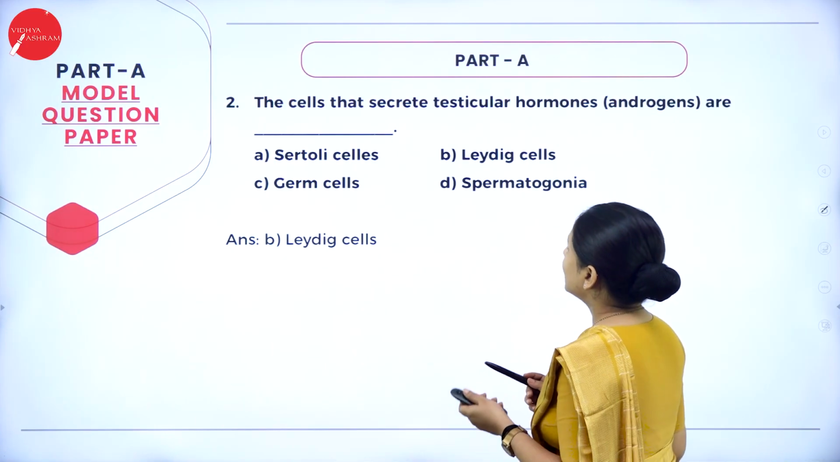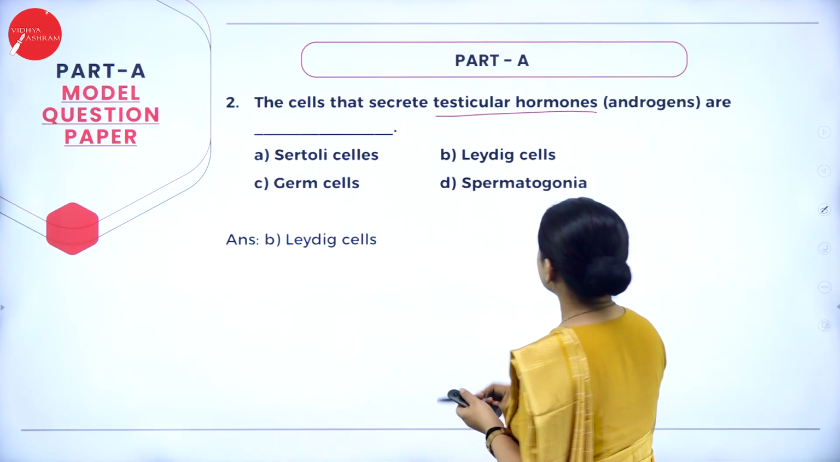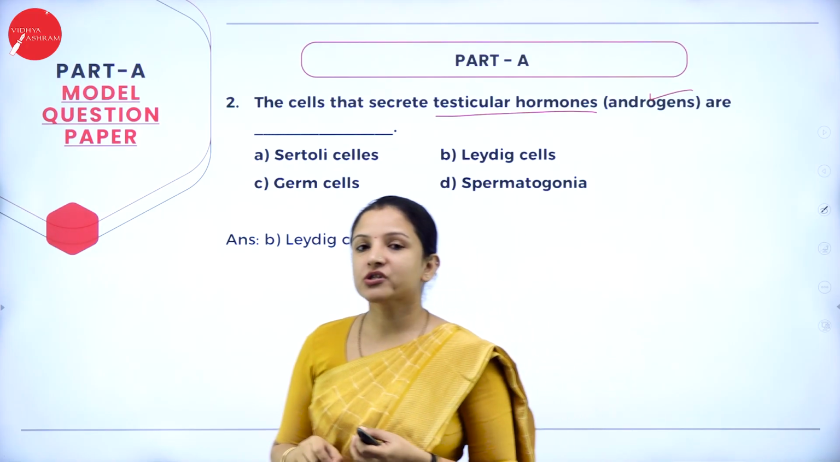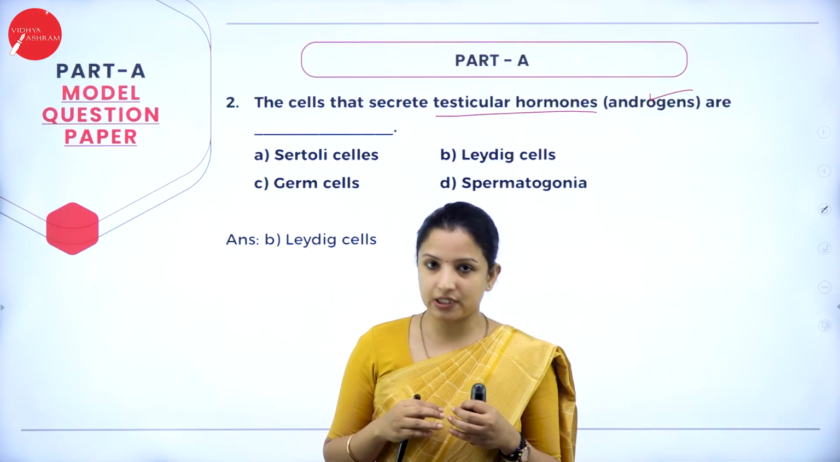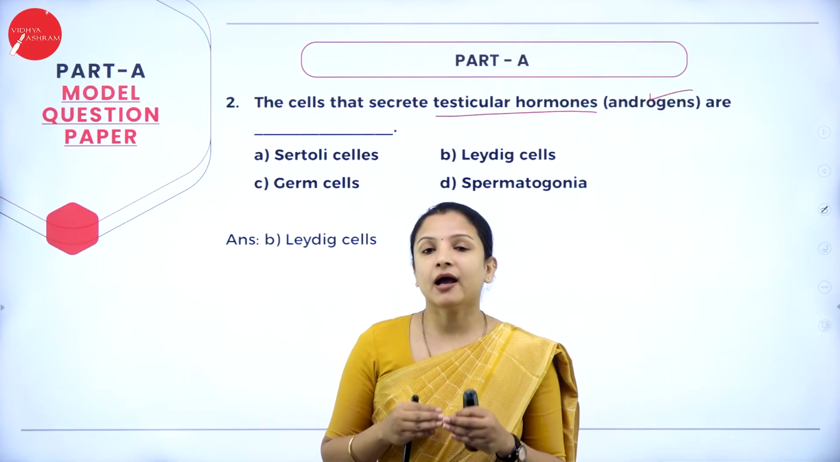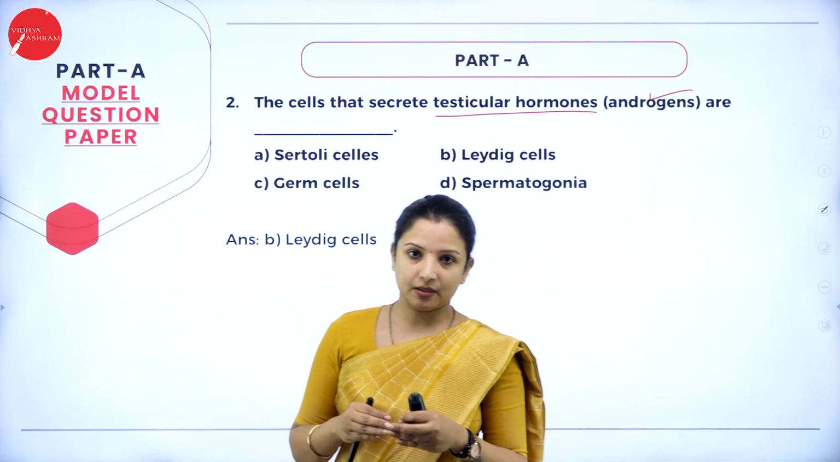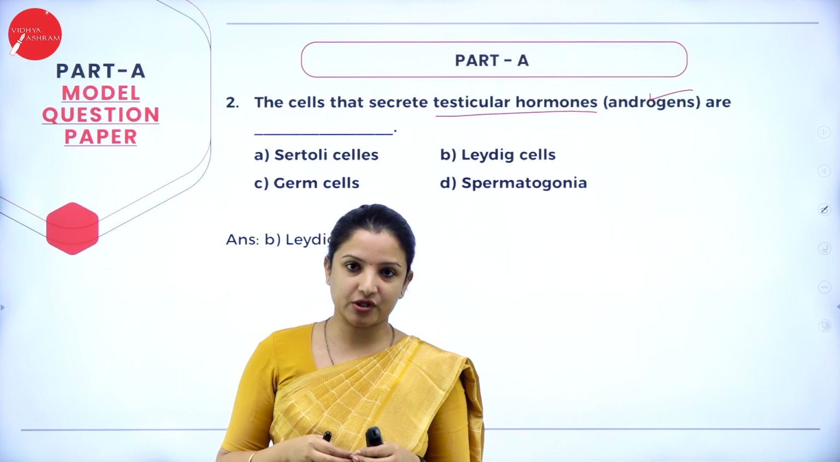Moving further, the cells that secrete testicular hormone, so which is the testicular hormone? Androgen, are dash. So which are the cells? So we all know that inside the testis there is about 250 compartments which are present, and that we call it as the testicular lobules. And within the testicular lobules there are 2 to 3 highly coiled seminiferous tubules which are present.